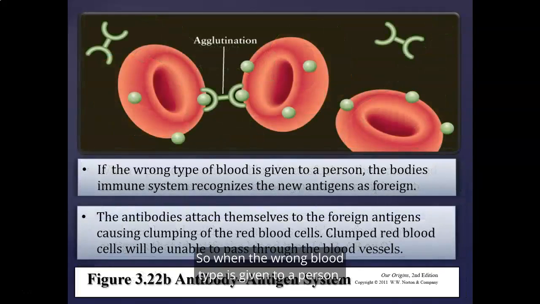So when the wrong blood type is given to a person, the body's immune system recognizes these antigens as foreign, and it causes this process of agglutination, or blood clot. The antibodies attach themselves to the foreign antigens, causing clumping of the red blood cells, and the clumped red blood cells will be unable to pass properly through the blood vessels and carry oxygen to your vital organs.